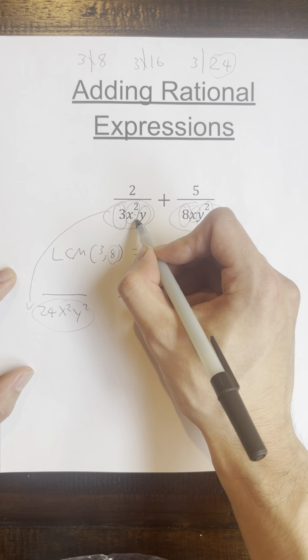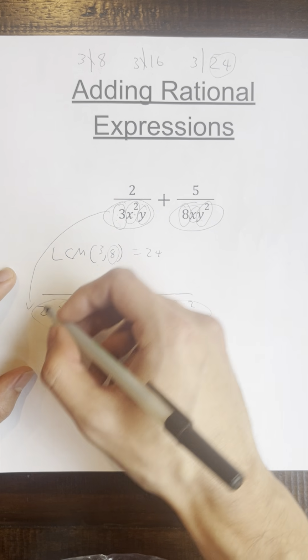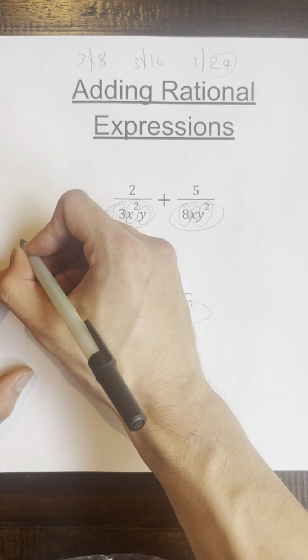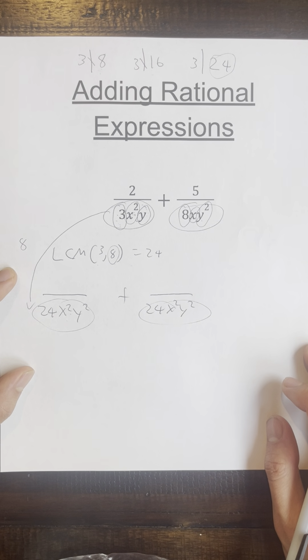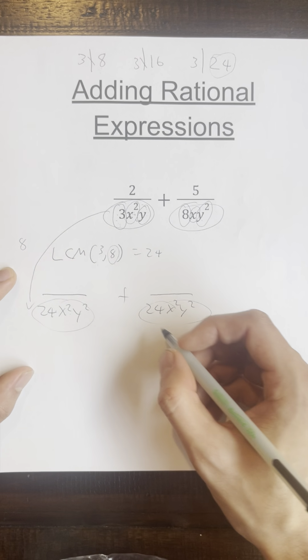to multiply by to get from here to here. So 3 times how much is 24? 3 times 8 is 24. X squared times how much is x squared? Well, it's just 1. And if it's 1, we don't write it down.